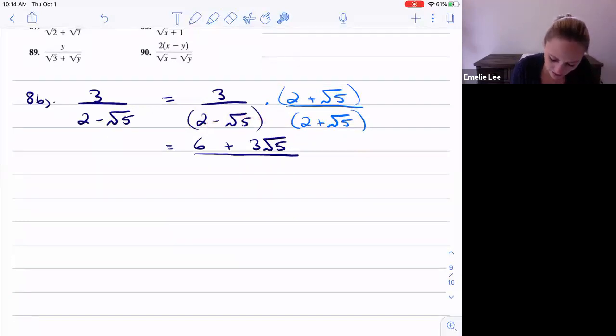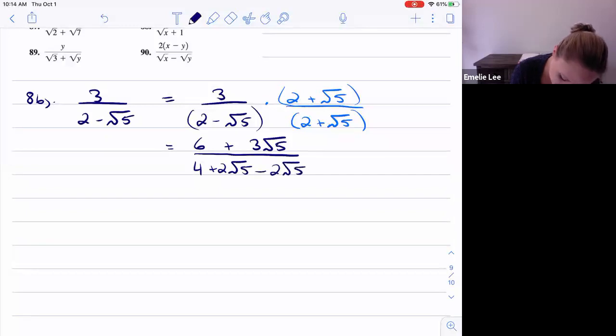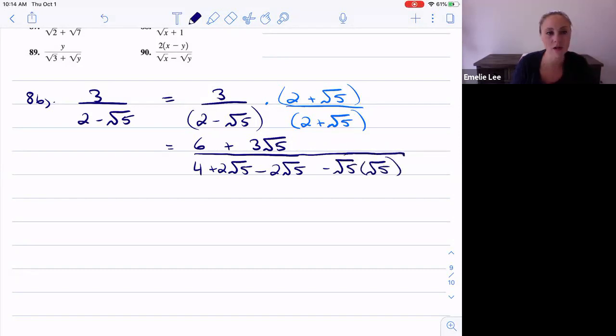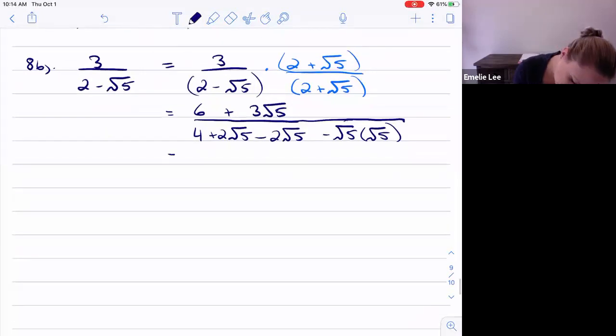And then if we expand this, 2 times 2 is 4. 2 times plus 2 root 5, minus 2 root 5. Hey, looks good. Negative root 5 plus root 5 is minus root 5 times root 5. Root 5 times root 5 is just 5. So what I get here, 2 root 5 minus 2 root 5, that's going to go away. Root 5 times root 5 is just 5.